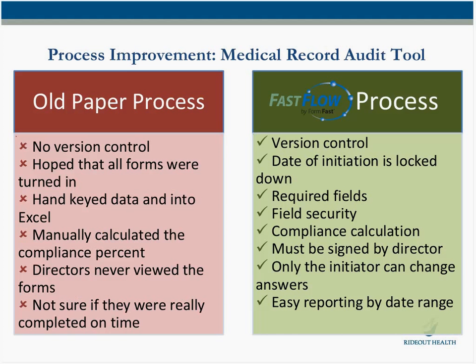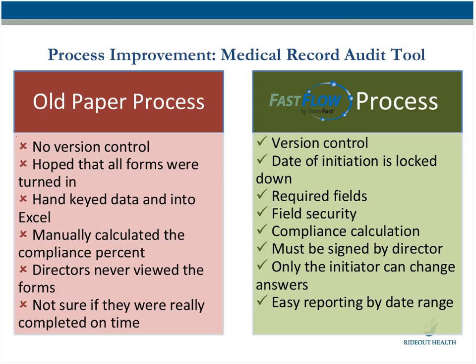So let me go back. So with the old process, it was completely on paper. There was no version control, so if a new version came out with new questions or different choices for questions or anything like that, it would be a pain to have to let everyone know to make sure that they only use the new form. You'd have to hope that all the forms were turned in because it's just stacks of paper.